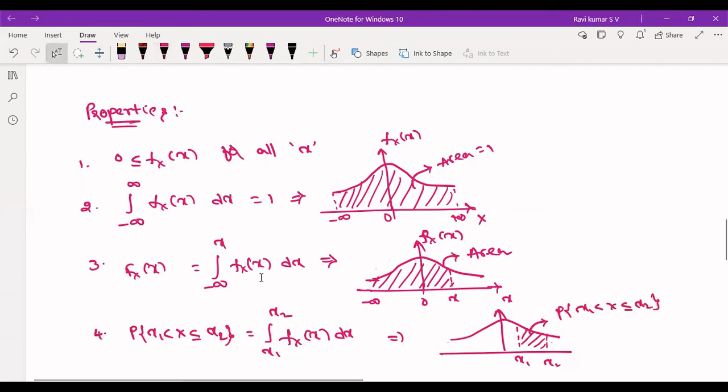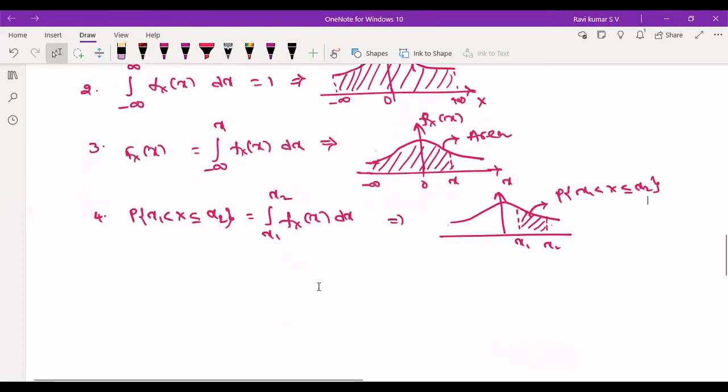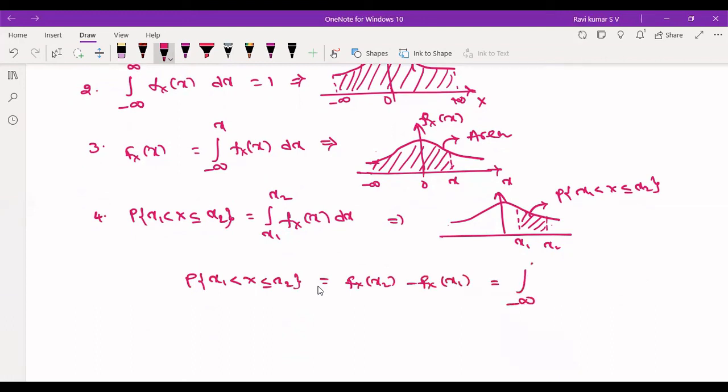So this is the fourth property, and from the definition of the probability density function and the distribution function, we have the expression for probability of x1 less than x less than or equal to x2 as Fx of x2 minus Fx of x1, which is taken as integral x1 to x2 fx of x dx. So these are the properties of the probability density function.